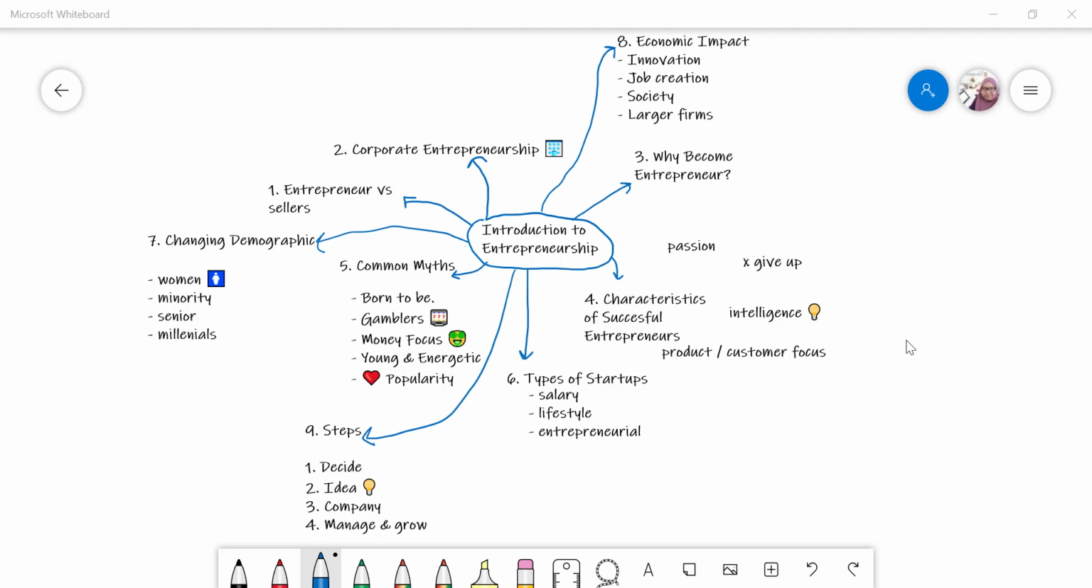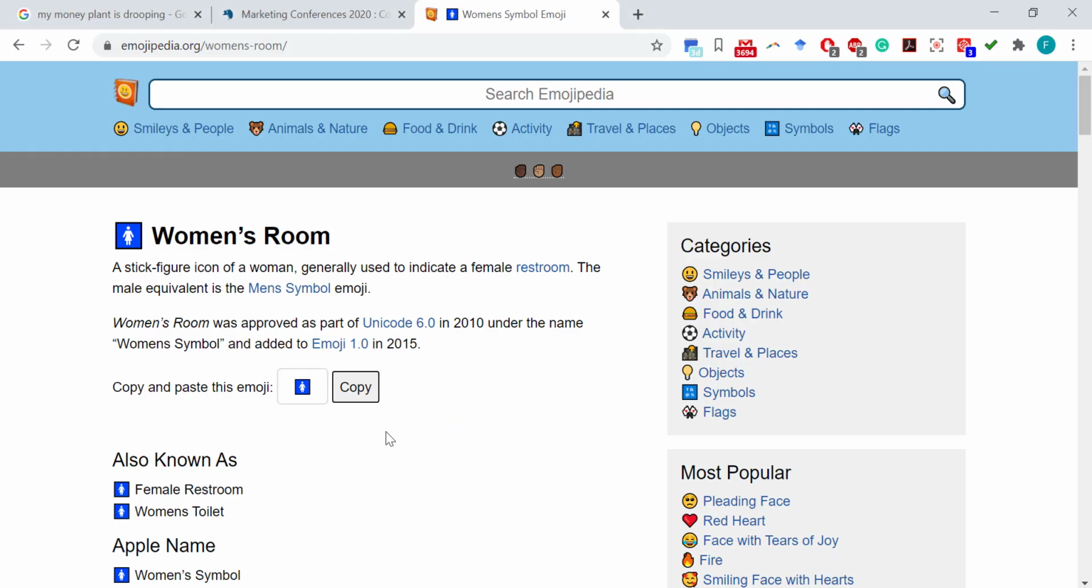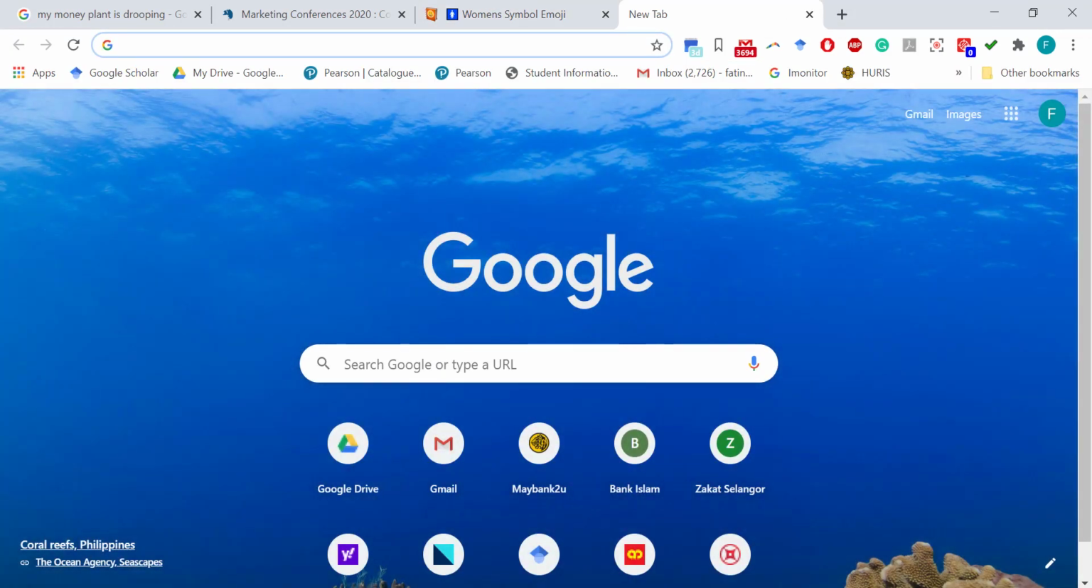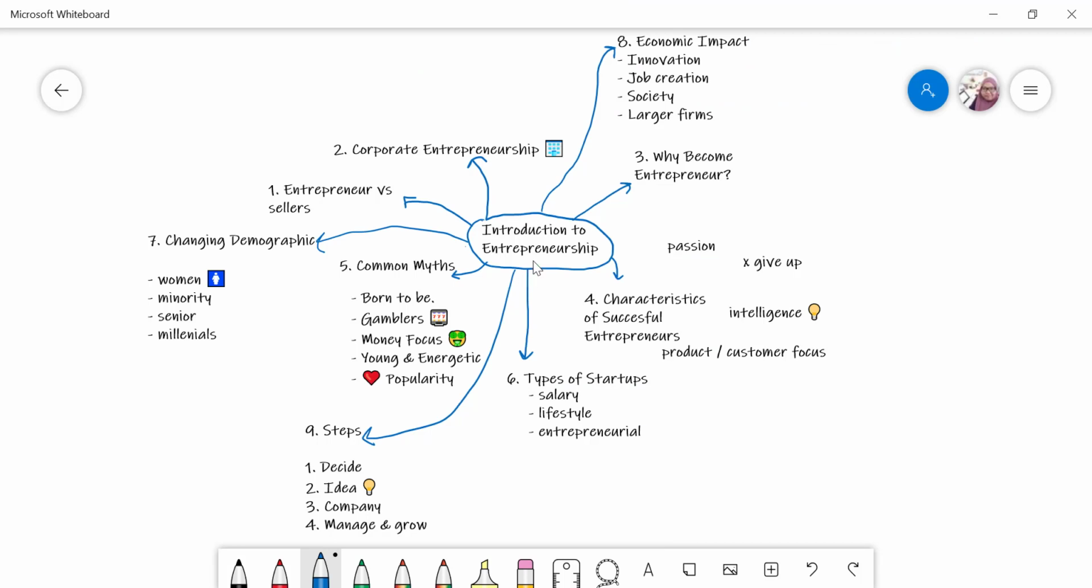Okay, alright, so this is chapter 1, Introduction to Entrepreneurship. I won't open the PowerPoint slide because I already wrapped up everything in my map. My map is not really that beautiful again. Okay, let's see. Introduction to entrepreneurship. Number 1 is entrepreneur versus sellers. What makes you an entrepreneur actually? What's the definition of entrepreneur?